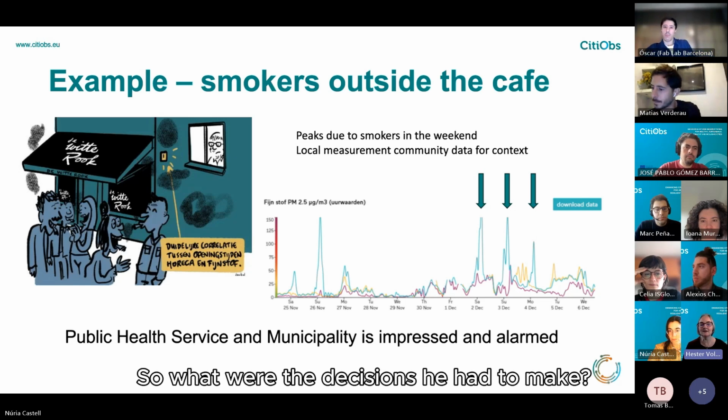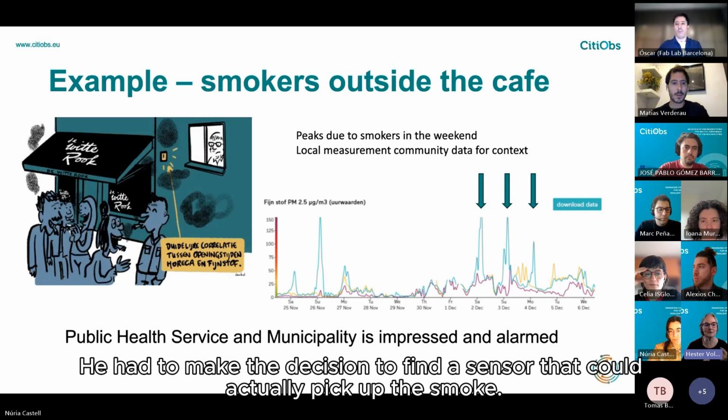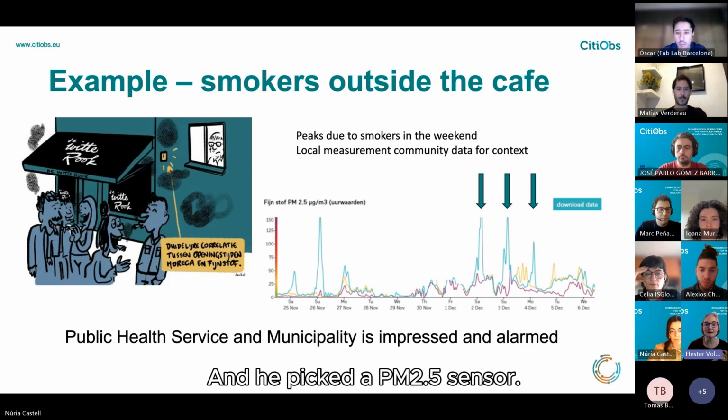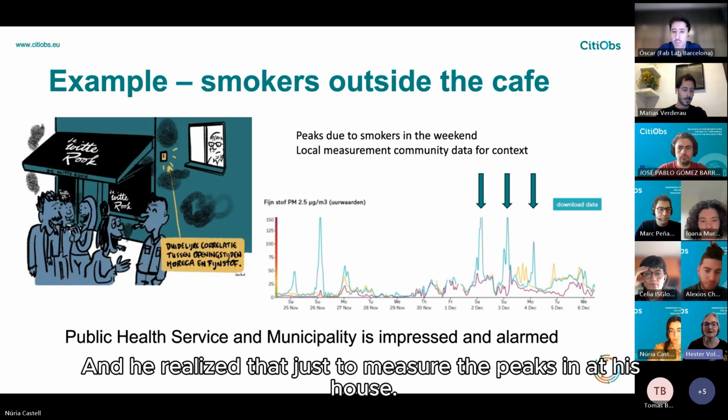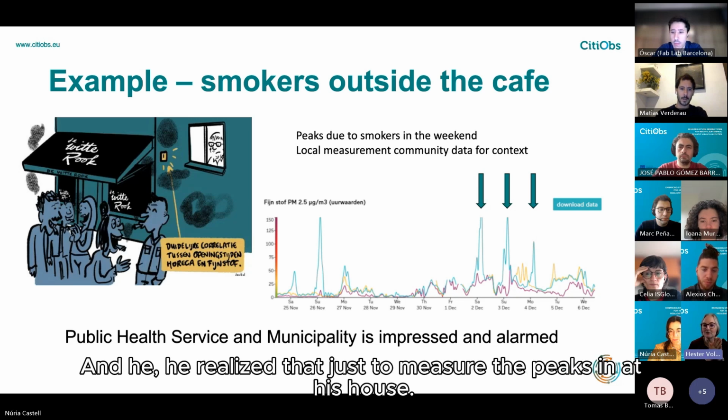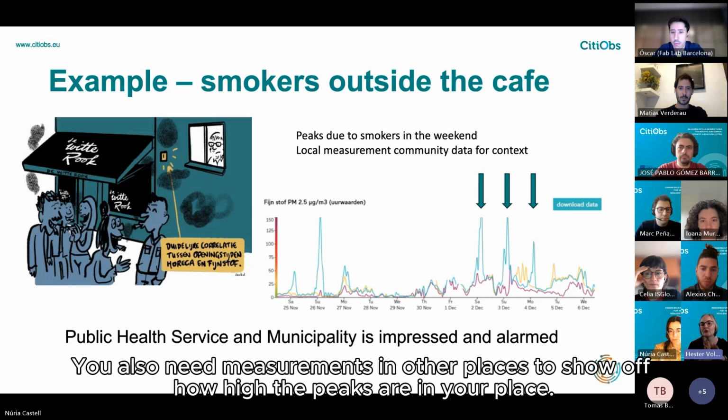So, what were the decisions he had to make? He had to make the decision to find a sensor that could actually pick up the smoke. And he picked a PM2.5 sensor. And he realized that just to measure the peaks at his house was not enough. You also need measurements in other places to show how high the peaks are in your place.